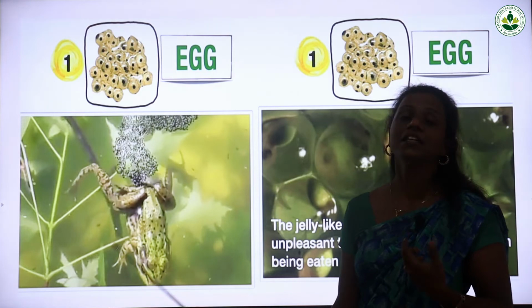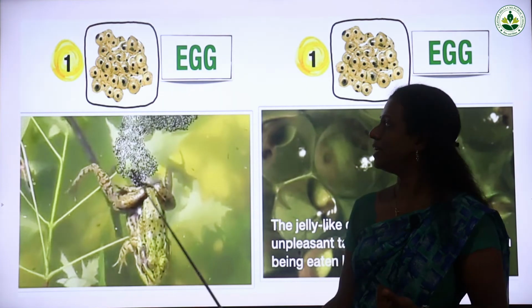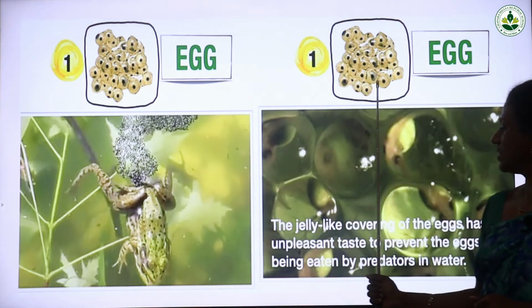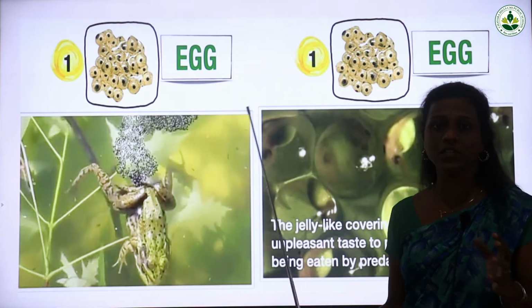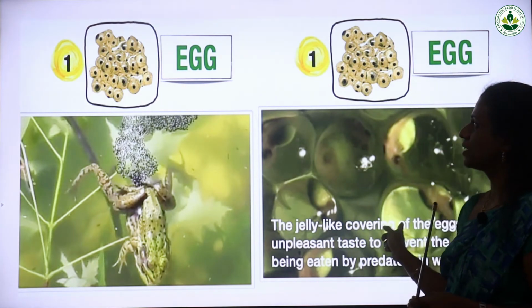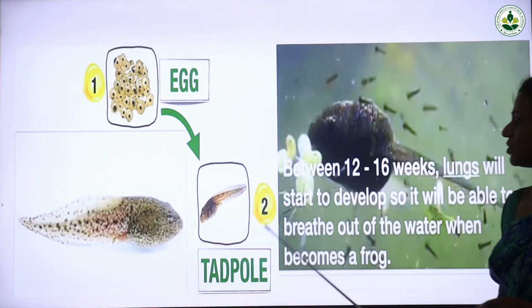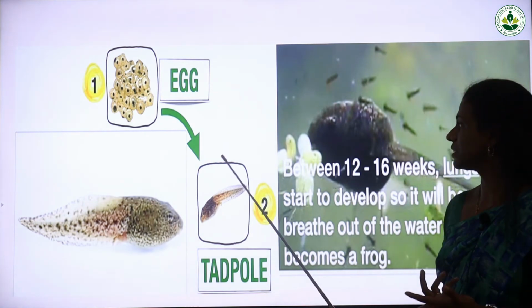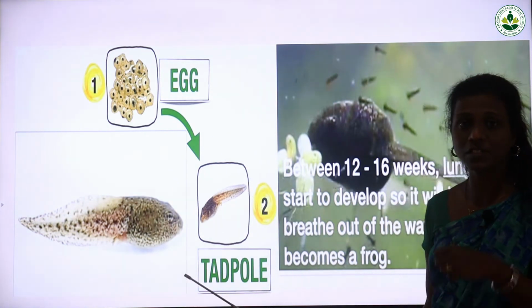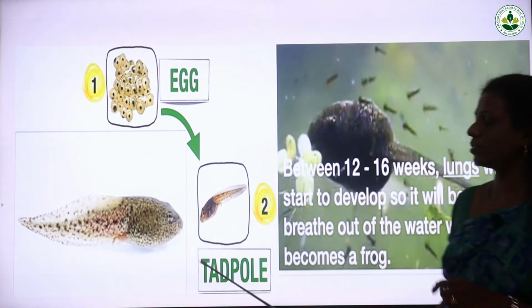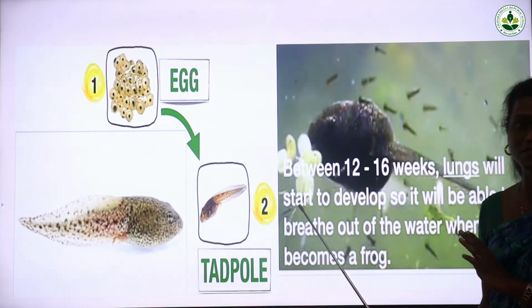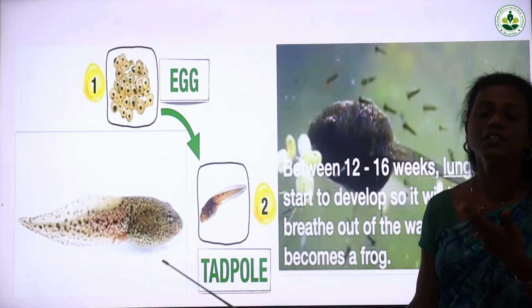So the first stage is an adult frog lays eggs. The egg is covered with a jelly-like covering, and this covering has an unpleasant taste, so it can protect the eggs from the enemies. Then next, the egg will develop into a tadpole. That means the egg will hatch out and grow into a tadpole. Between 12 to 16 weeks, the lungs start to develop, so it will be able to breathe out of the water when it becomes a frog.